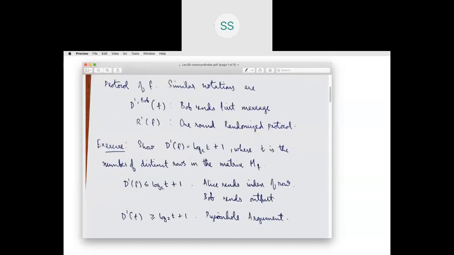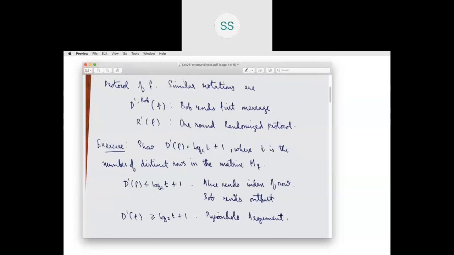Why is this? The upper bound is easy to see. One feasible protocol is this: there are t different types of rows. Both Alice and Bob can label the rows. This is row number 1, this is row number 2, and so on. As far as the function evaluation is concerned, Alice just has to identify which type of row she is holding. So she just sends to Bob which type of row she is holding, and Bob just sends the answer back. To describe which type of row she is holding, she needs to use log t bits. So that is the upper bound. And the lower bound is a straightforward pigeonhole argument.